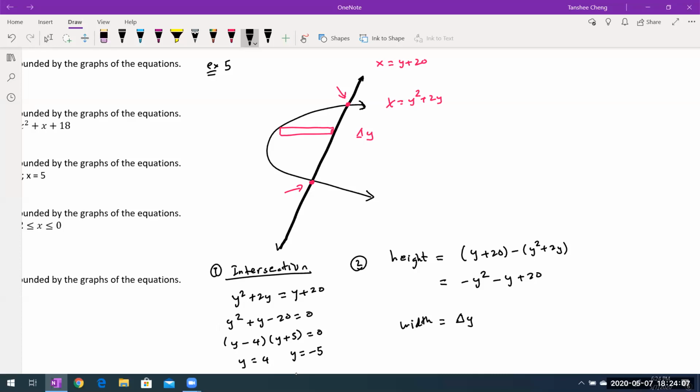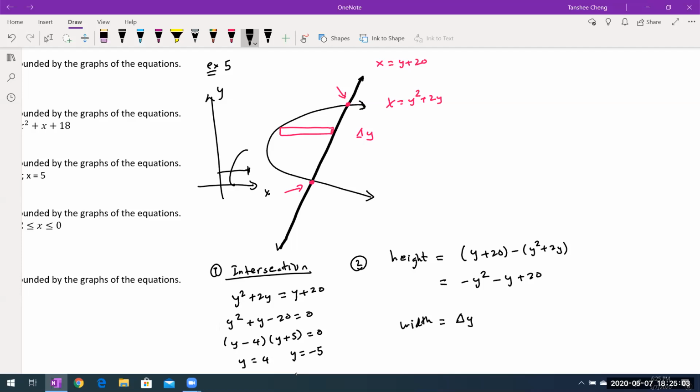The height is basically the top function minus the bottom function. So when we decide which one is the top and which is the bottom, if you look at it this way with my xy axes, the larger the positive x value, that's going to be my height, because that's where it's going from this y-axis. And the smaller the x value will be the lower function. So that's how I decided the upper and lower functions on this sideways part. So my top function will be y plus 20, that's my bigger x value. And then my smaller x value will be y squared plus 2y. So when I simplify it, that will give me negative y squared minus y plus 20.